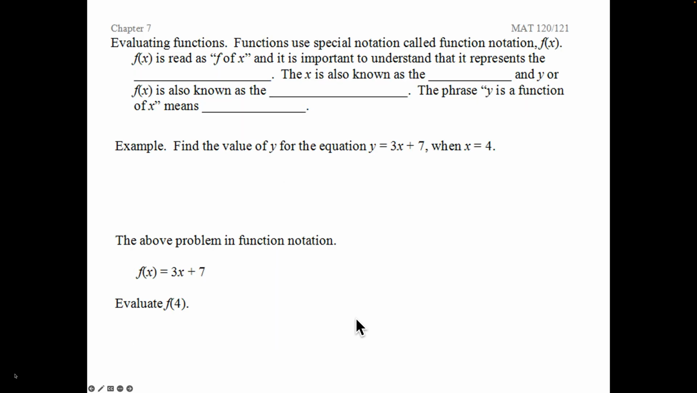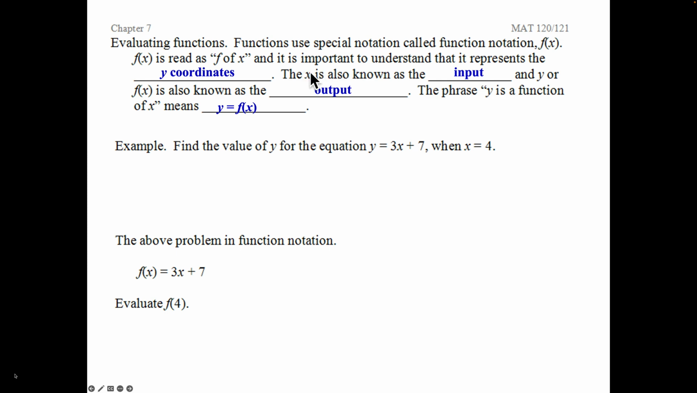Okay, evaluating functions. Functions use special notation called function notation. And as I told you about that capital R of x back in chapter 6, f of x, it's not multiplication, it's f of x. That's the way we read this. And it's important to understand that it represents the y coordinates. So y equals f of x. The x is also known as the input, and y, or f of x, is known as the output. The phrase y is a function of x means y equals f of x.